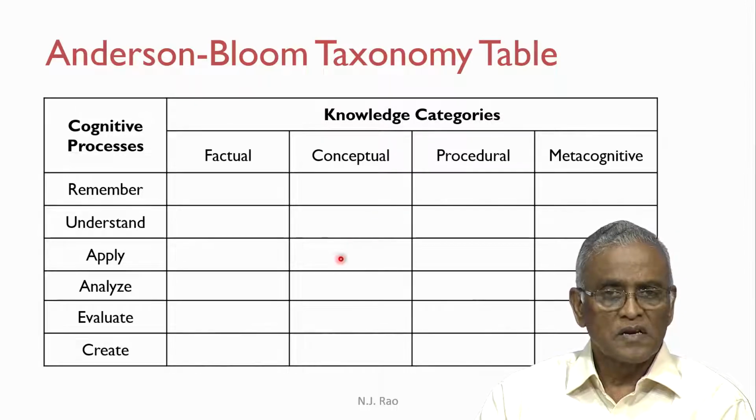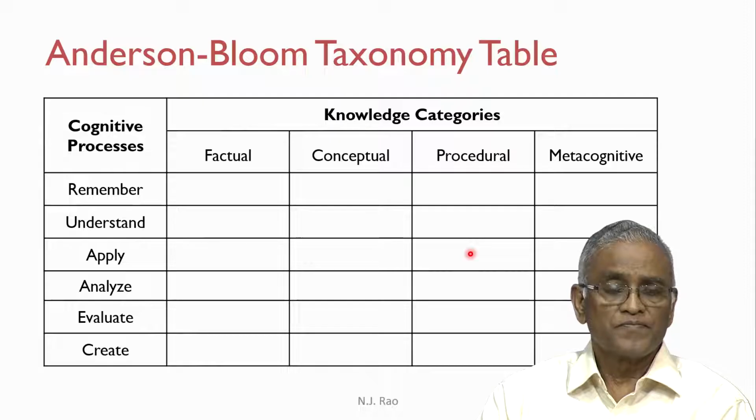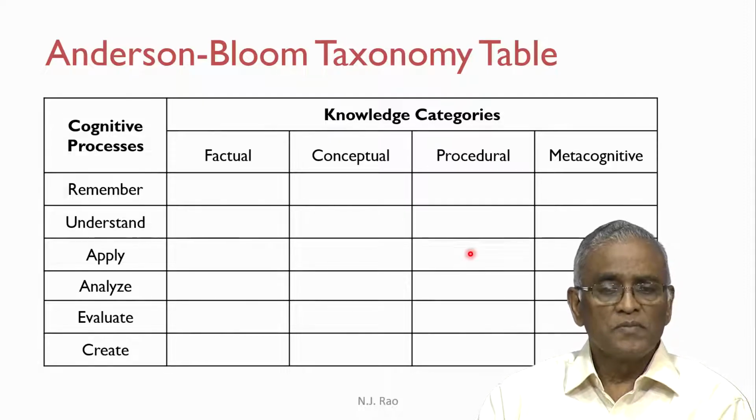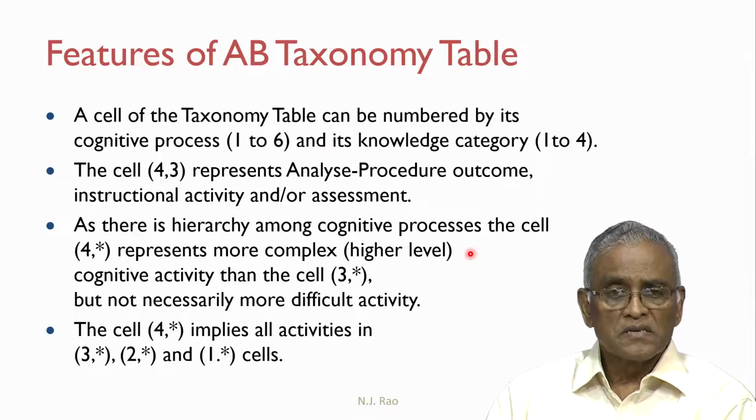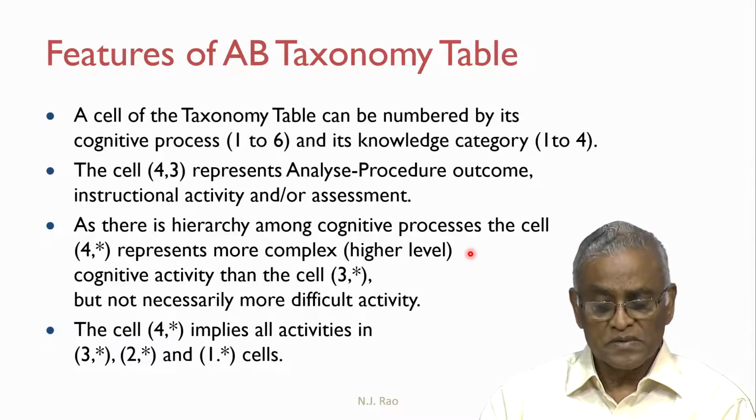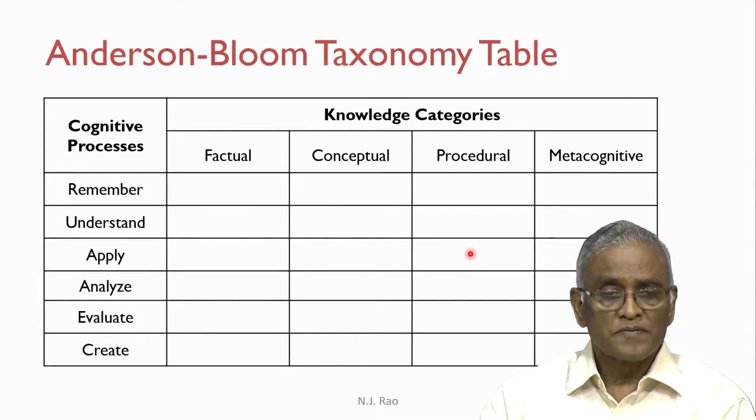Similarly, this will be 3 comma 2, or this will be 3 comma 3, and so on. Okay. So, we are able to identify a cell, and in addition there is a hierarchy among cognitive processes. What does it mean?